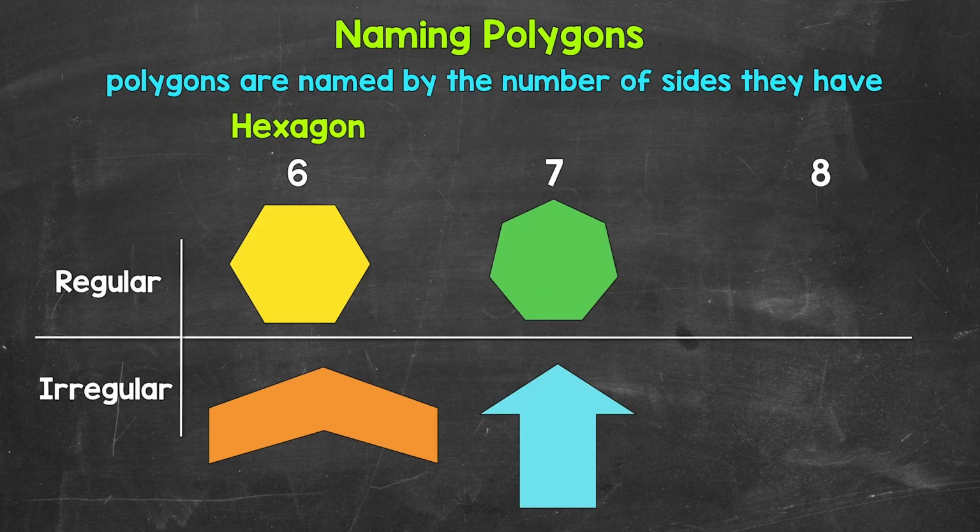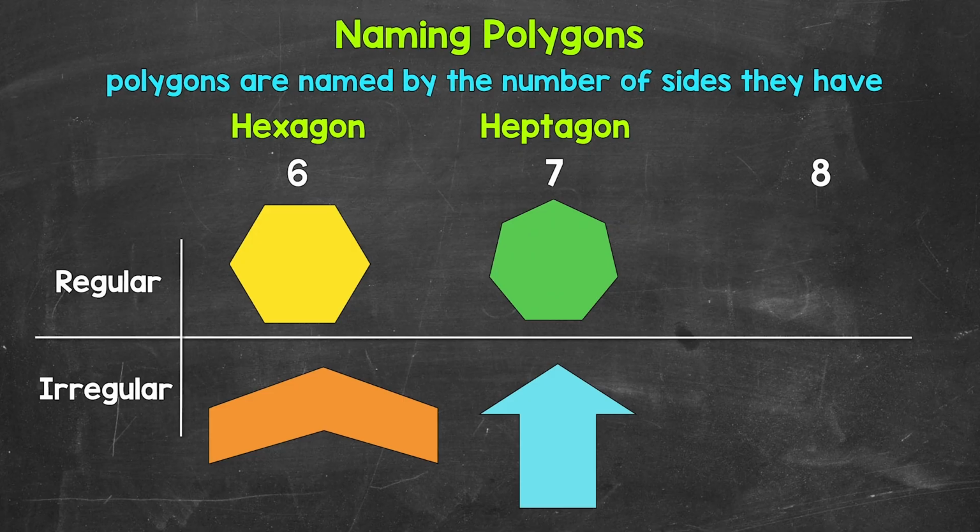A 7-sided polygon is called a heptagon. Now, our irregular example here is an interesting one, that arrow. But if you count the sides, you see we have a polygon with 7 sides. Now, I do want to mention, you may also hear septagon for a 7-sided polygon. So both heptagon and septagon mean a 7-sided polygon.